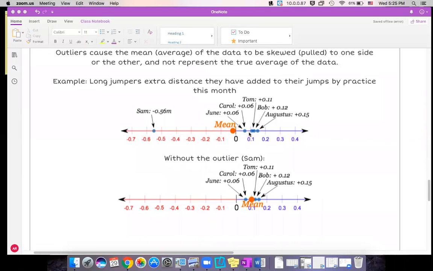What that does is it takes the mean, which is the average, we'll talk about it here in a second, and it pulls it down towards Sam. If we were to remove Sam as an outlier, the mean, or the average, would sit right in the middle. So whenever there are outliers, you have to be really careful using a mean because it's going to be pulled towards whatever that outlier is.